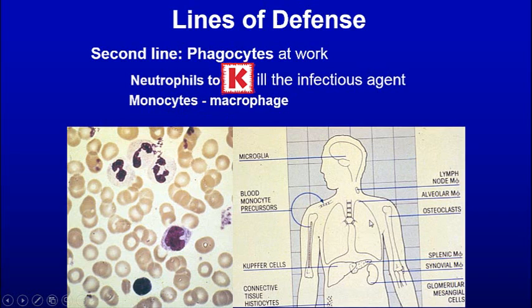You can see them in the liver, the Kupffer cells. You can see them in the spleen. You can see them in the bone. Different places, all those came from the same phagocytic precursor, the monocyte. And here we see a monocyte right there.